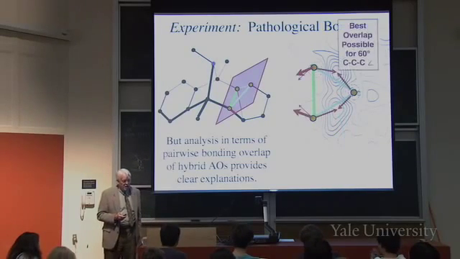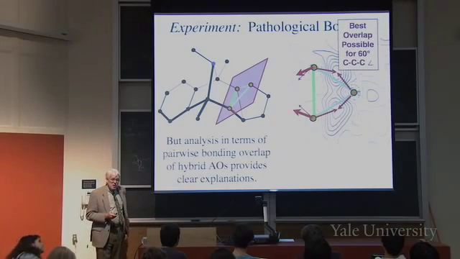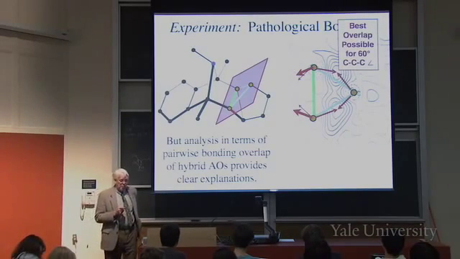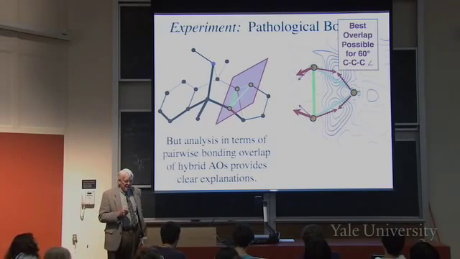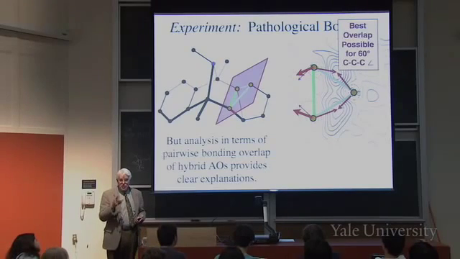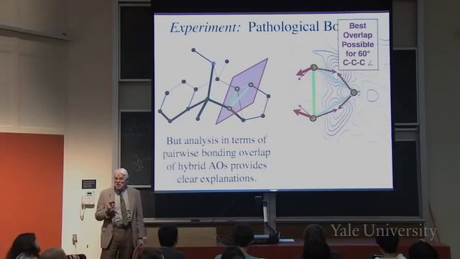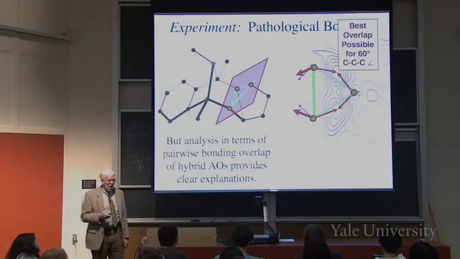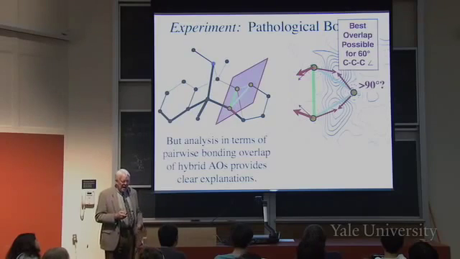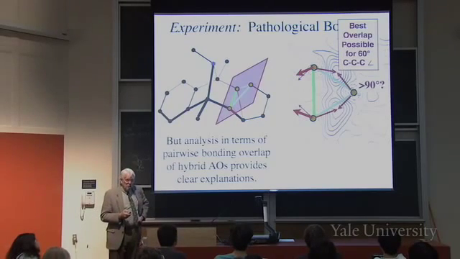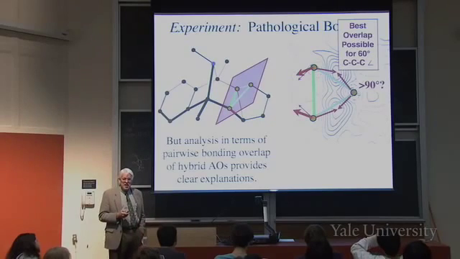So let's look. First, I will assert that the best overlap you can get between hybrid orbitals on these carbons, if the nuclei are arranged in an equilateral triangle, so 60-degree angles, the best hybrids you can get point at the angles shown by the red arrows here. They do it in order to get the best overlap. Now, this seems funny because the angle between the red arrows on the right carbon is greater than 90 degrees.